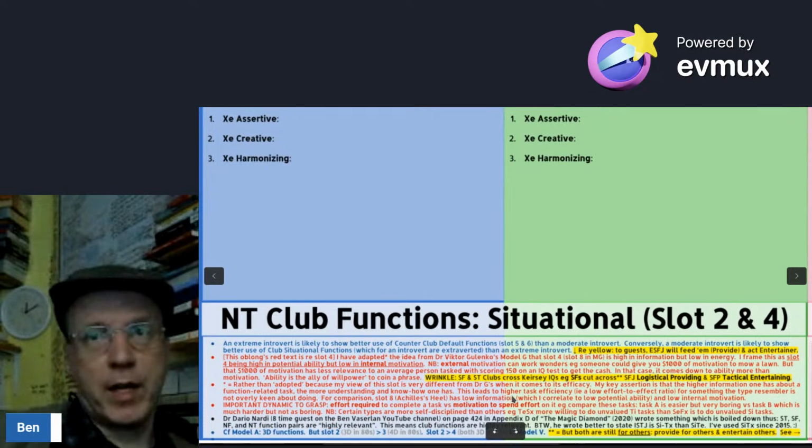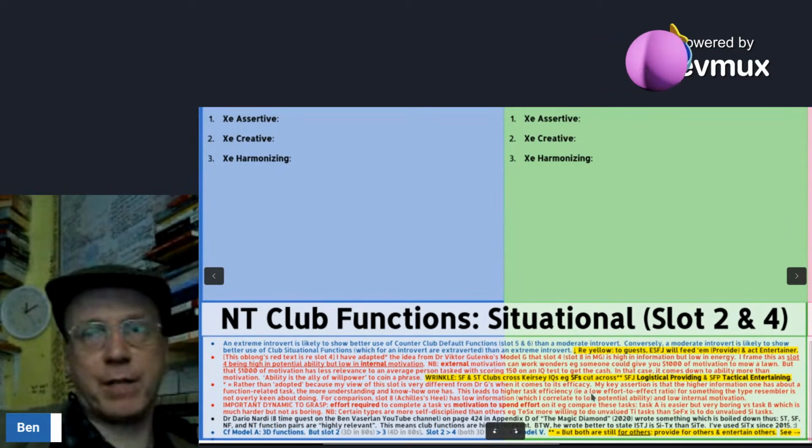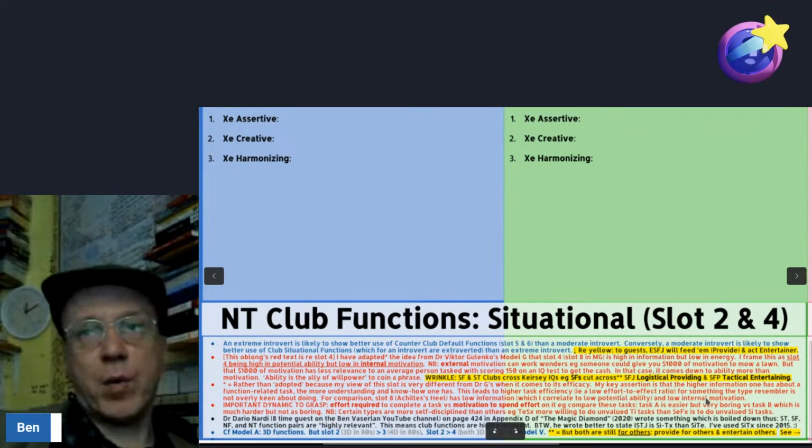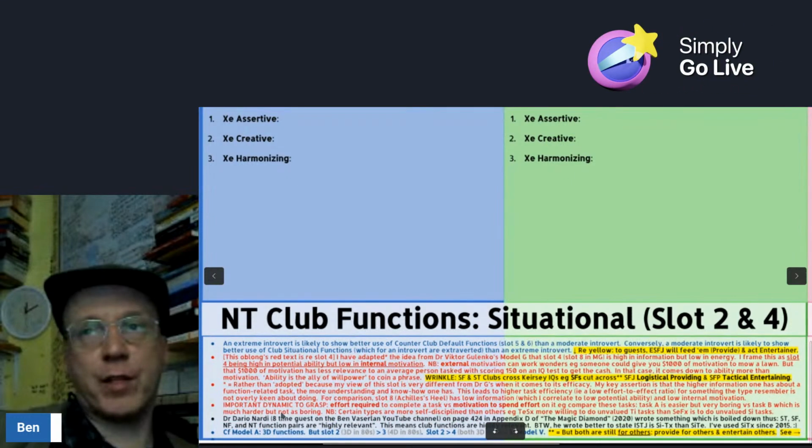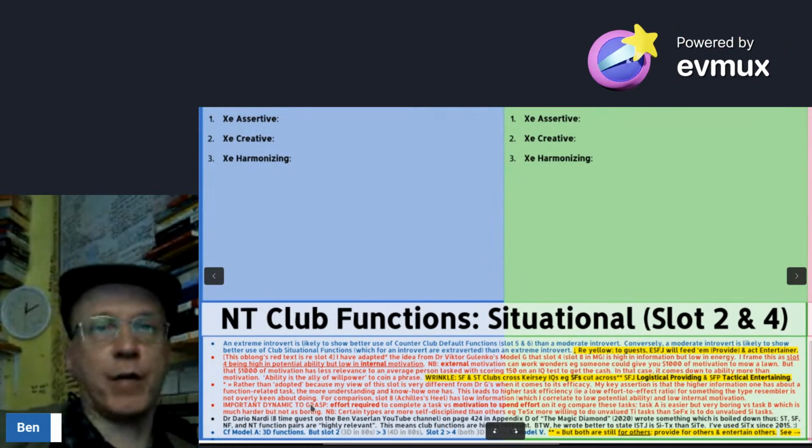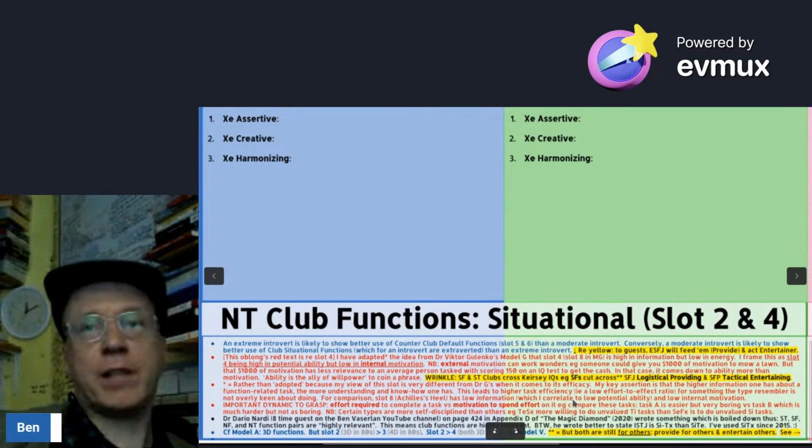This leads to higher task efficiency, i.e., a low effort to effect ratio, for something the type is not overly keen about doing. For comparison, slot 8, Achilles heel, has low information, which I correlate to low potential ability and low internal motivation.